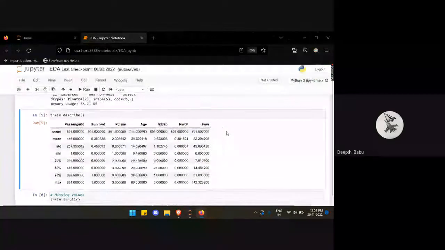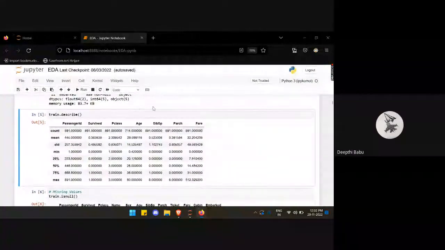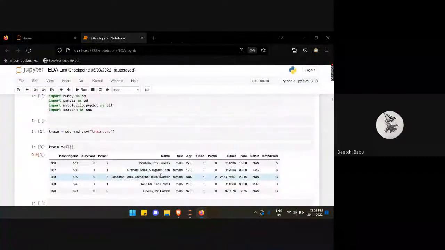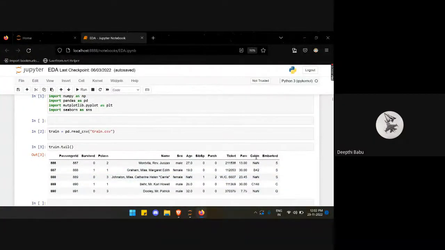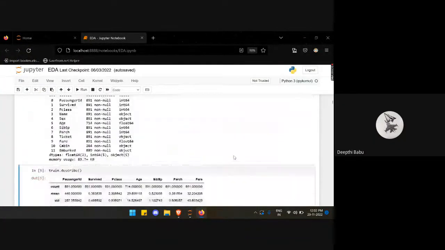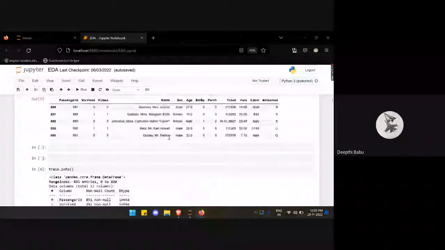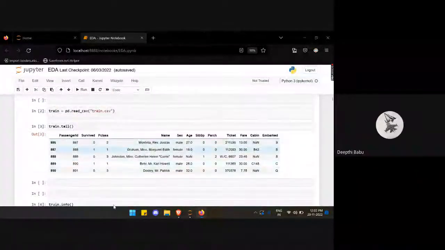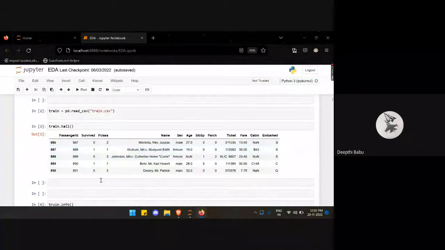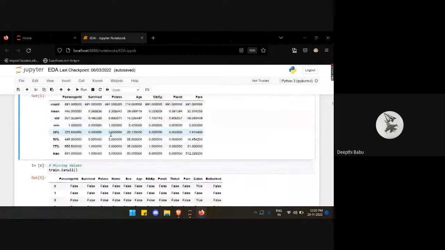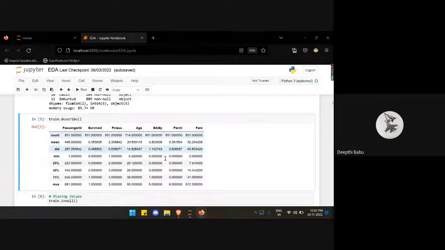You can also notice that when I say dot describe, your name and your sex and your cabin columns didn't come. The things that came were all numbers. Survived is in numbers, your P class is in numbers. Basically everything that came is numeric. So you can see this.